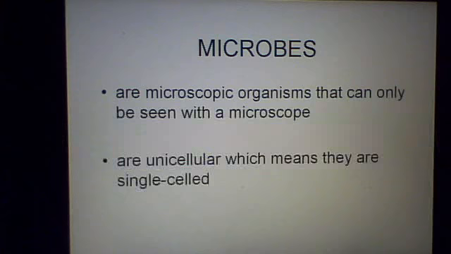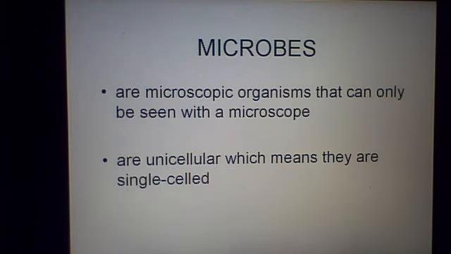So let's get started. Microbes are microscopic organisms that cannot be seen with the naked eye. In other words, they can only be seen with a microscope. Microbes are unicellular. We talked about unicellular versus multicellular. We as human beings are multicellular in that there are trillions of cells that make up the human body, whereas microbes are unicellular, which means they are single-celled.